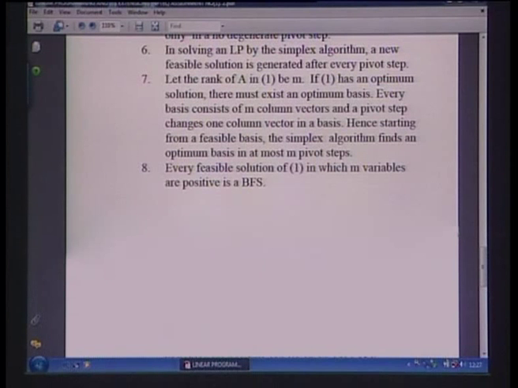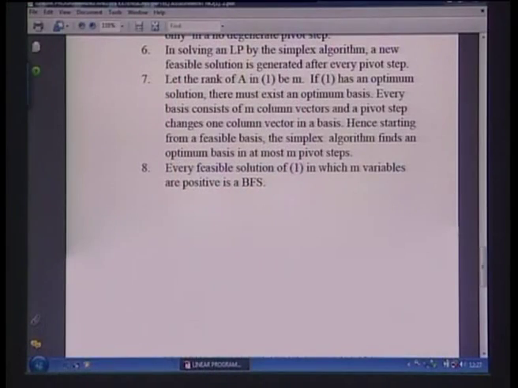Yeah, 7. Let us read the problem carefully. Rank of A is m. Okay, full rank. If one has an optimum solution, there must exist an optimum basis. This I proved to you, right? Because I said that if there is any feasible solution, then there is a basic feasible solution, and we have also shown you that a basic feasible solution will always be an optimal solution. Okay, so that is that. Every basis consists of m column vectors, and a pivot step changes one column vector in a basis. Hence, starting from a feasible basis, the simplex algorithm finds an optimum basis in at most m pivot steps.